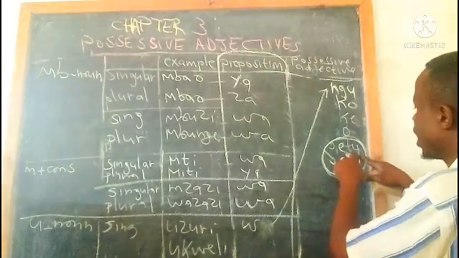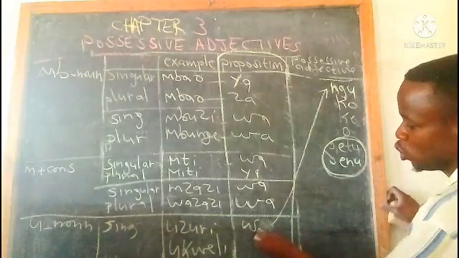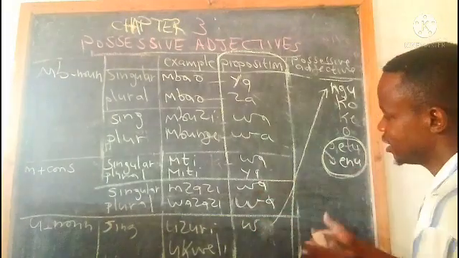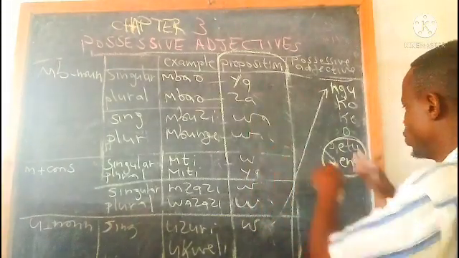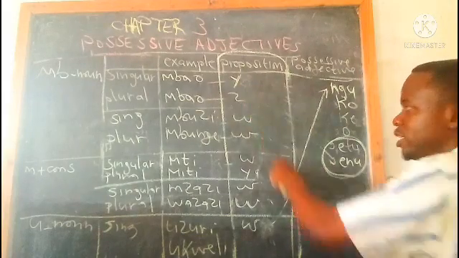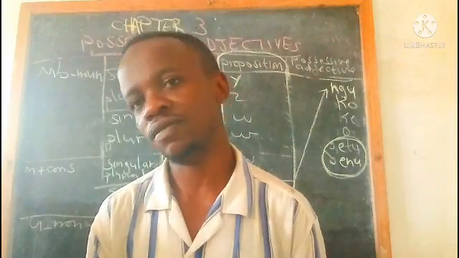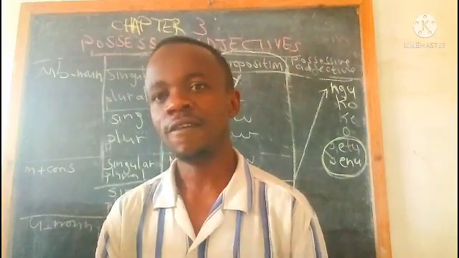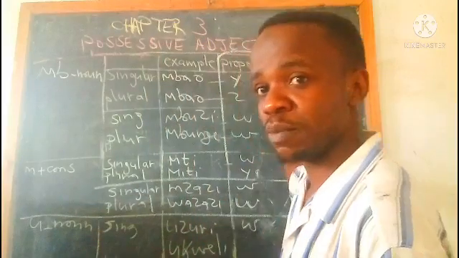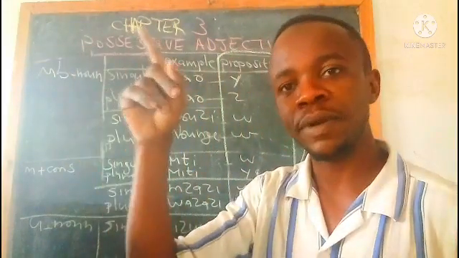For our and your in plural, you clean the last letter. This last letter is cleaned when you reach our and your in plural. These are the rules of how to make a possessive adjective in Swahili. I think you have understood. If you don't understand this possessive adjective, it means also you didn't understand the preposition of.